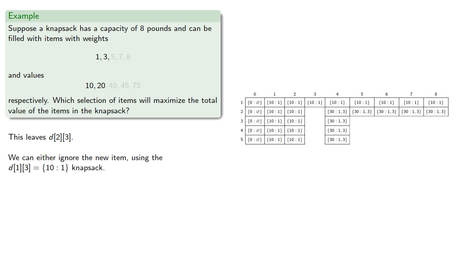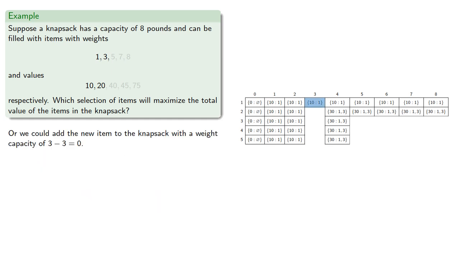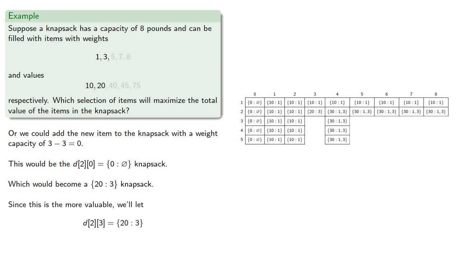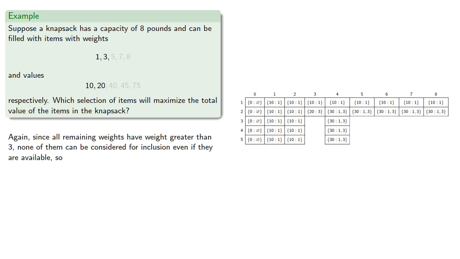We can either ignore the new item using the D1, 3 knapsack, or we can add the new item to the knapsack with a weight capacity of 3 minus 3 is 0. This would be the D 2, 0 null set knapsack, which would become a 2-3 knapsack. Since this is more valuable, we'll let D of 2, 3 equal 2-3. And again, since all remaining items have weights greater than 3, none of them could be considered for inclusion, even if they're available. So D of i, 3 is also going to be 2-3.